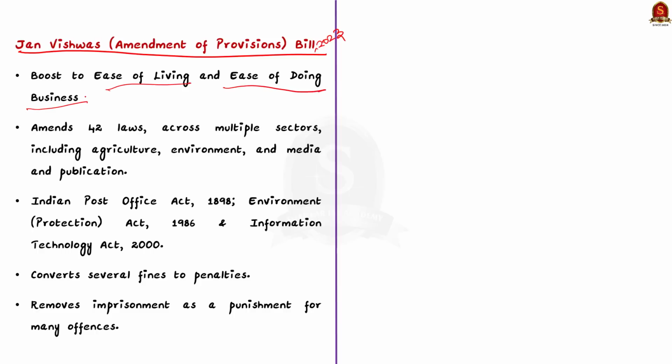The Jan Viswas Amendment of Provisions Bill 2022 amends 42 laws across multiple sectors including agriculture, environment, media and publication. Provisions in Indian Post Office Act 1898, then the Environment Protection Act 1986 and the Information Technology Act 2000 are all amended through this single act.